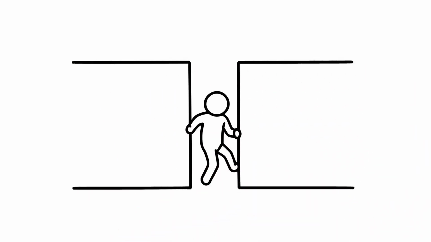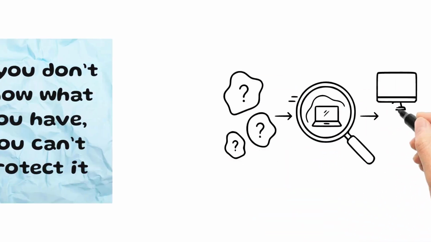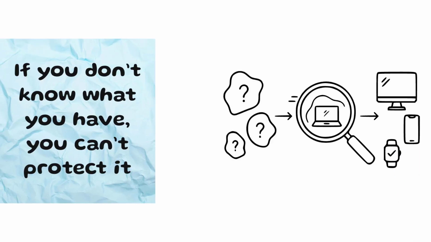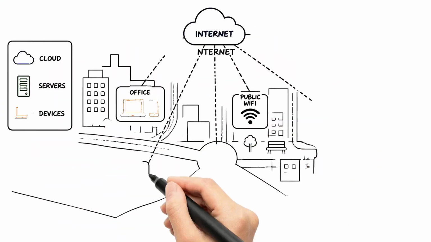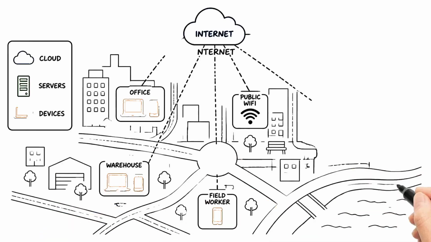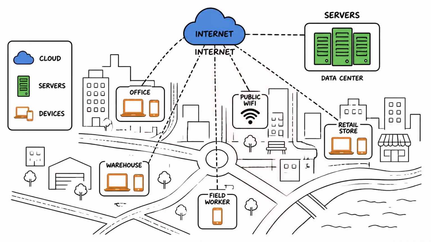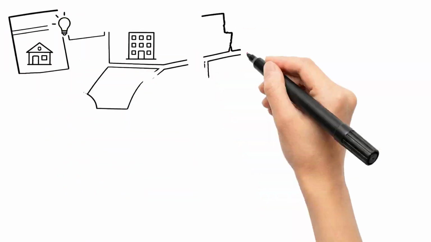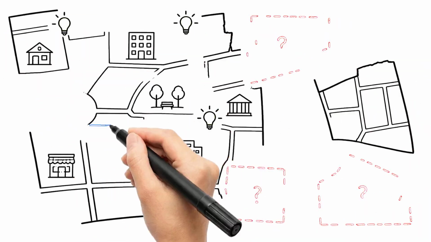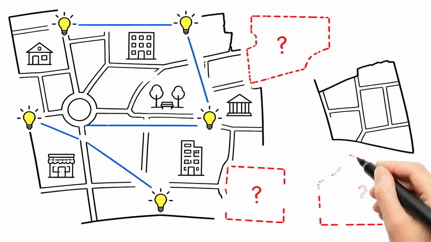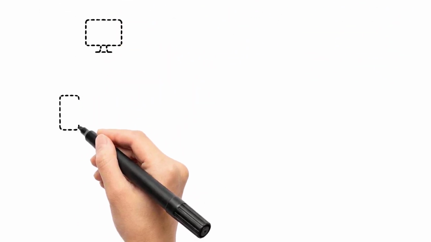So, where do we start? The first step is always discovery. If you don't know what you have, you can't protect it. Asset discovery means listing every device, server, application, and cloud instance your organization owns. It's like creating a detailed map of your digital city. Every street and building represents a system. Every light bulb or door represents a connection or service. You can't defend a city if parts of the map are missing. That's why inventory accuracy is critical.